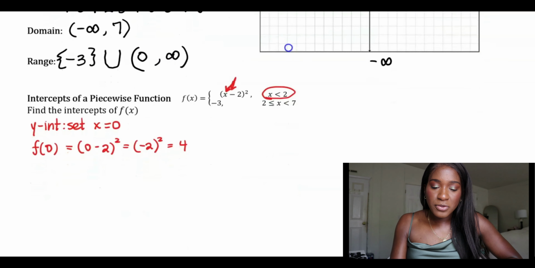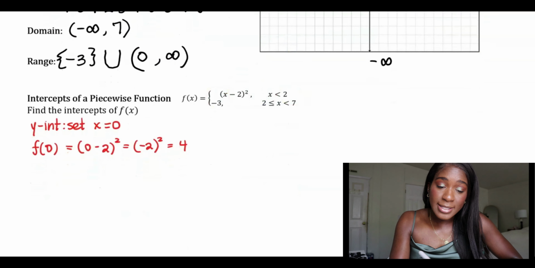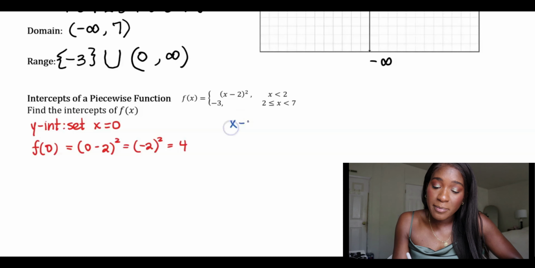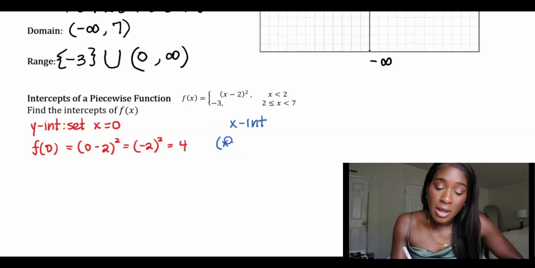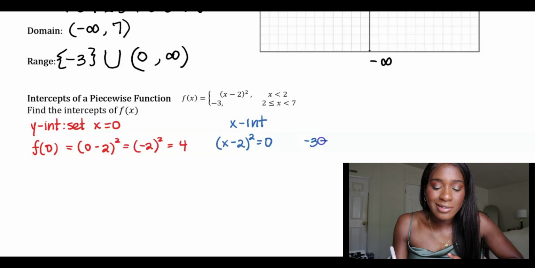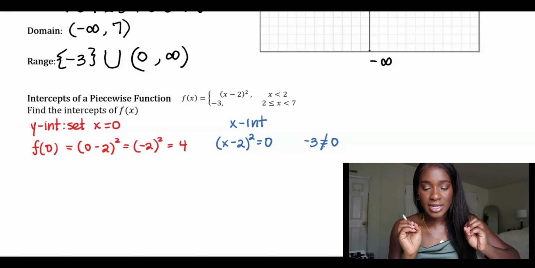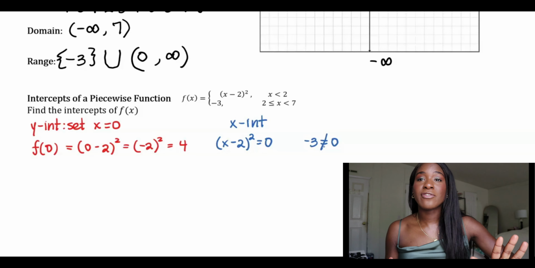Now that we have the y-intercept, let's go on and find our x-intercept. You find the x-intercept by setting the function equal to 0. Our function has two pieces. We need to set both pieces equal to 0. I'm going to set the x minus 2 squared equal to 0. And don't write -3 equals 0. It does not equal 0. As a math teacher, that makes me cringe. -3 does not equal 0.